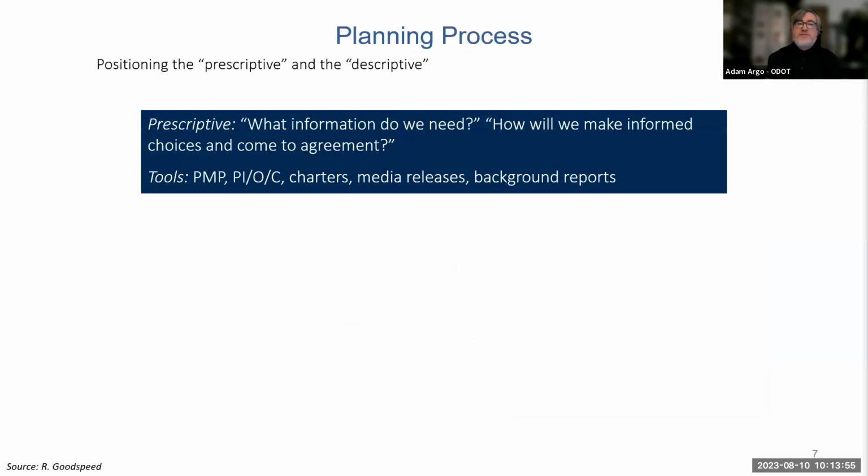So back to what I was talking about on positioning the prescriptive with the descriptive. In thinking about the process, the prescriptive elements are really, and this is taken from ideas from Goodspeed in the Scenario Planning for Cities and Regions book, determining what is the information we need and a prescriptive approach of how we're going to get there. How are we going to make informed choices and come to an agreement? So some tools we instrumented in the Oregon Transportation Plan process are a project management plan and a public involvement outreach communications plan. Any of you who've gone through long-range planning processes, these would probably look familiar in elements you would scope, as well as charter agreements between the entities involved. In particular, our chief advising steering entity for the plan, the Policy Coordinating Committee.